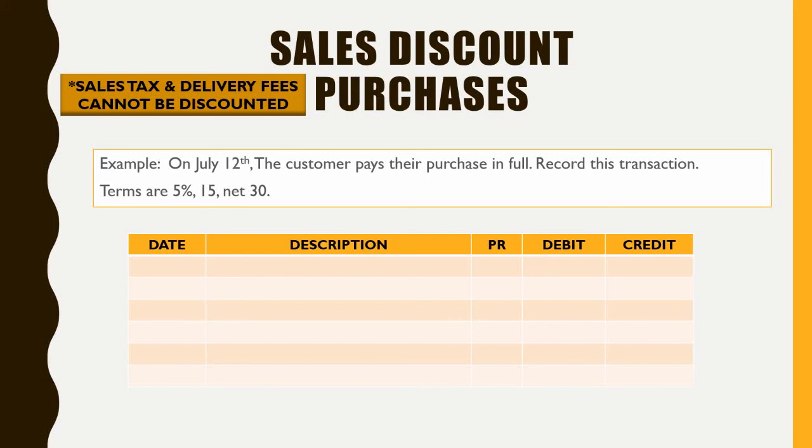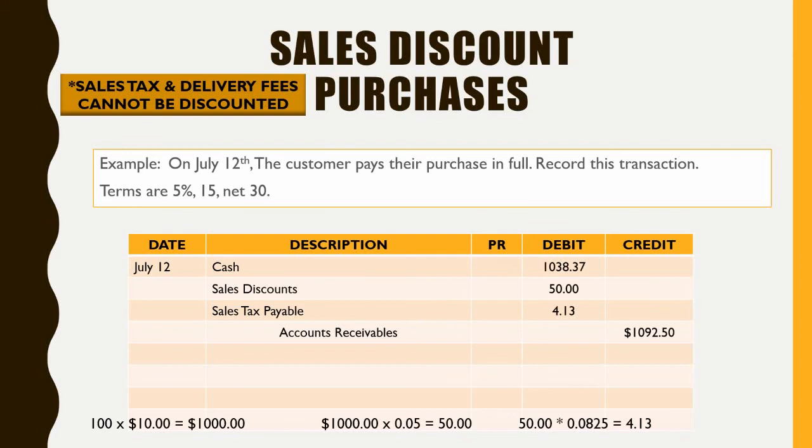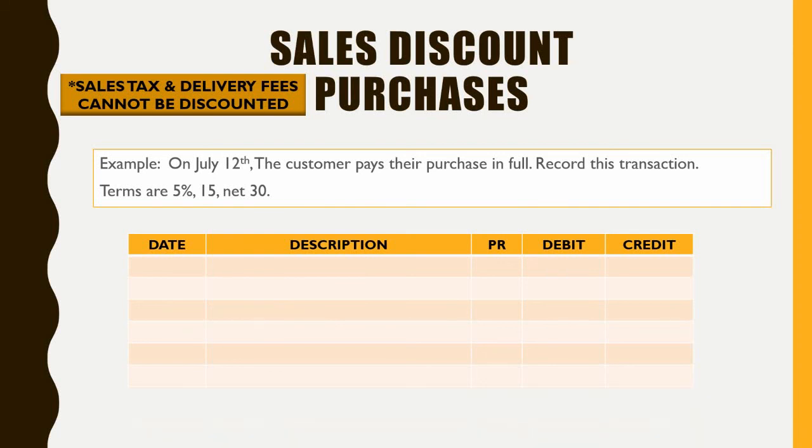So first thing that we're going to do is receive money from them. Then we recognize that they met the discount, so we must give them the discount. And because we already charged sales tax, we also have to give a portion of the sales tax money back because we already charged them. So then we calculate from there. First, how much does the customer owe me? In this case, they owe me a total of $1,092.50.